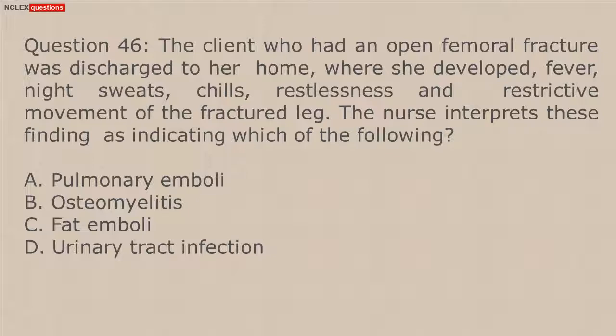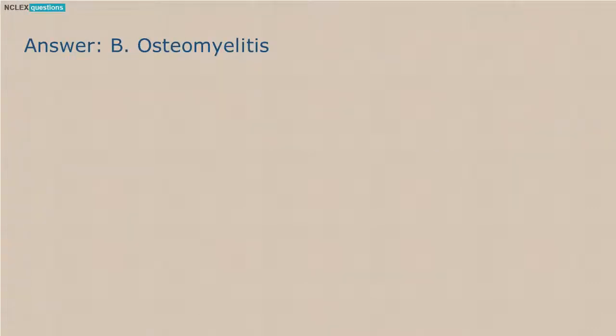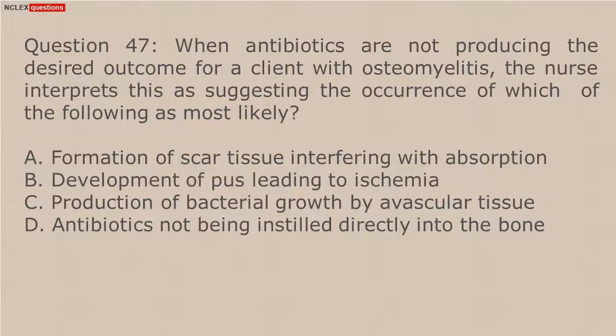Question 34. Which of the following would the nurse assess in a client with an intracapsular hip fracture? A. Internal rotation. B. Muscle flaccidity. C. Shortening of the affected leg. D. Absence of pain in the fracture area.